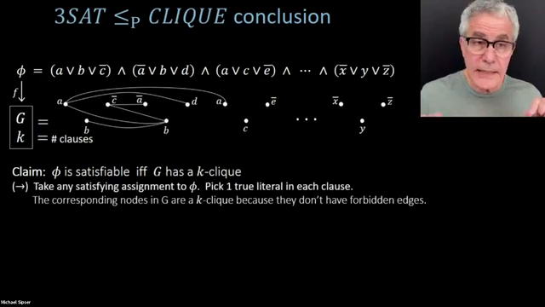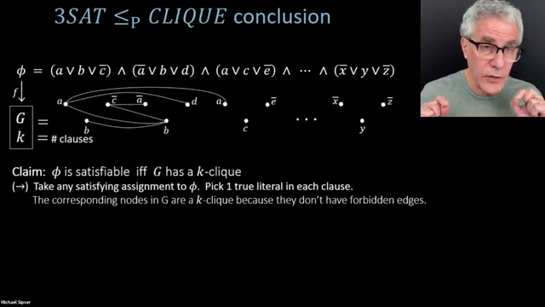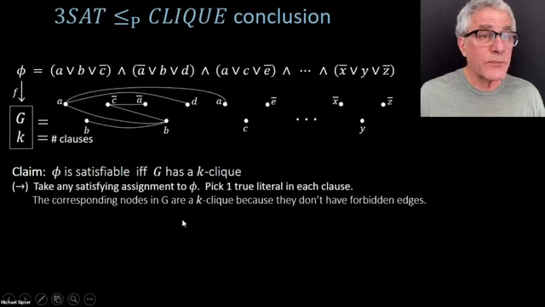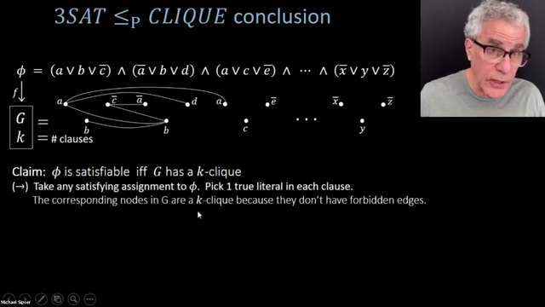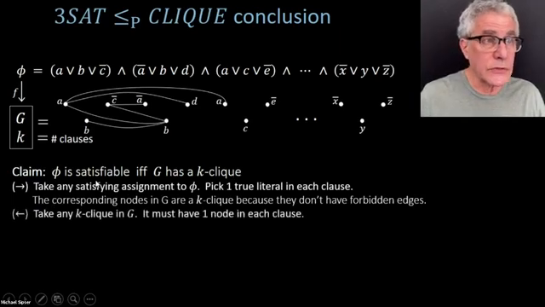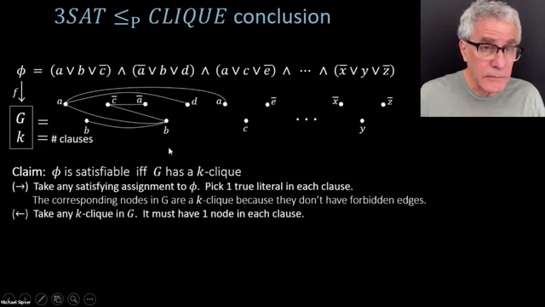And so they're not in the same clause, and they're not inconsistent. So the edge has to be there. And that's going to be true for every pair of nodes in that group of nodes. And that's why it's a clique. So that proves one direction. Now we still have to prove the other direction, because we have to say, if G has a K clique, how do we know that phi is satisfied? So that's the reverse. Let's take any K clique that's in G. How do I know I can get from that a satisfying assignment to the formula?